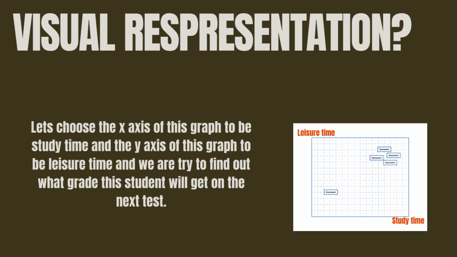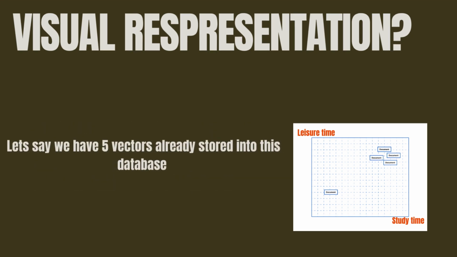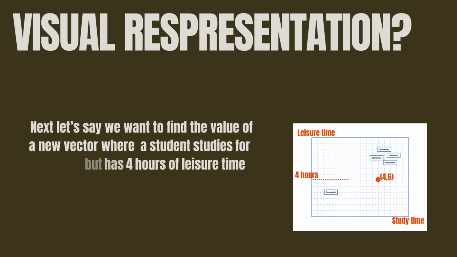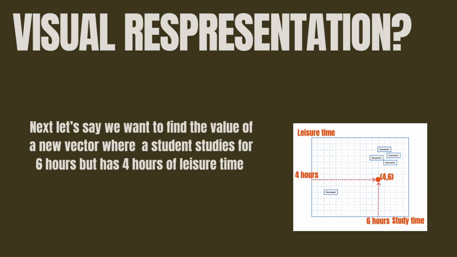Let's say the x-axis of this graph is the study time, and the y-axis of this graph is the leisure time, and we're trying to find out what grade the student will get on the next test. Let's say we already stored 5 vectors in this database. Now let's choose a point on the graph. Let's say that the student studies for 6 hours, but has 4 hours of leisure time. What will be his grade on that next test?